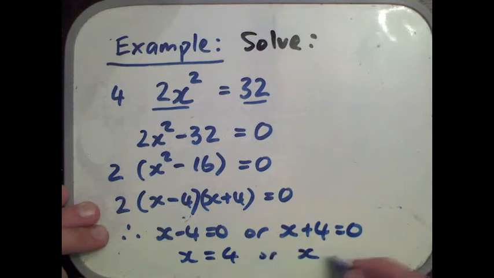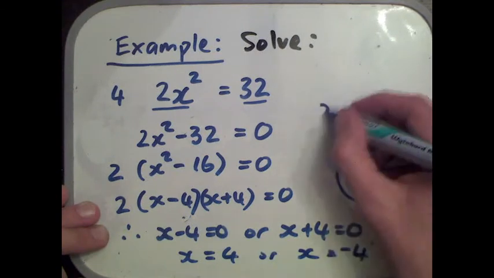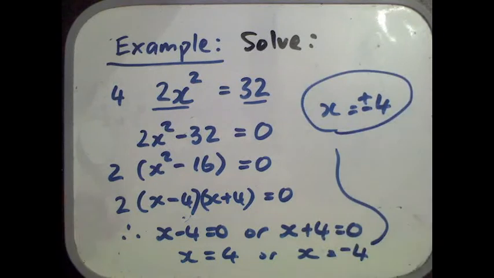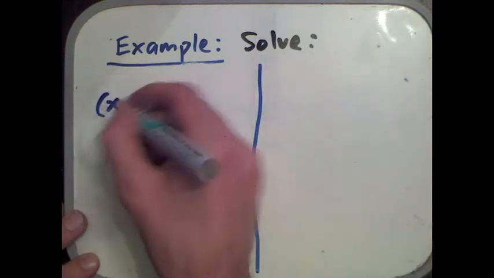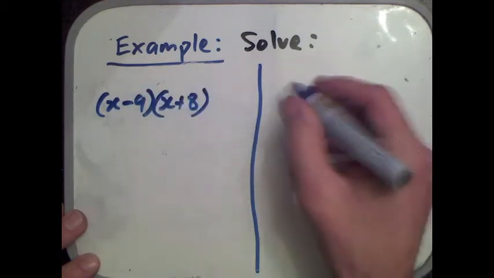Now we get x equals positive 4, or x equals negative 4. Same as what we had before, plus and minus 4. So there are two ways of doing this. Okay, let's have a look at where we use some of these skills.